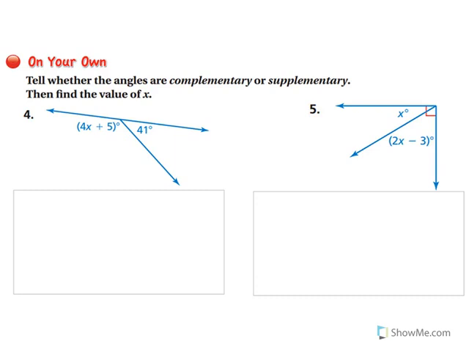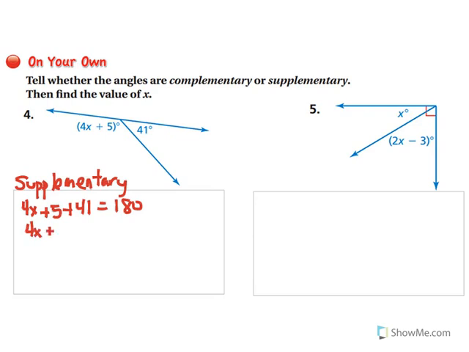Okay, let's see how you guys did on this. So for number 4, the two of these angles are on a straight line. Therefore, these are supplementary. And since they're supplementary, we know that 4x plus 5 plus 41 must equal 180. So now it's just a matter of solving this equation. So we're going to do 4x plus 46 equals 180.